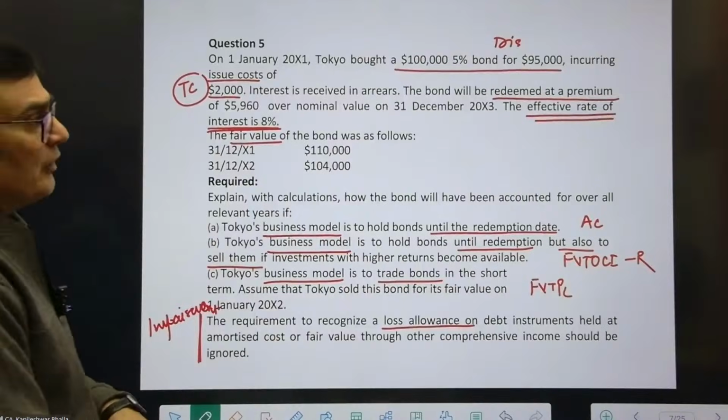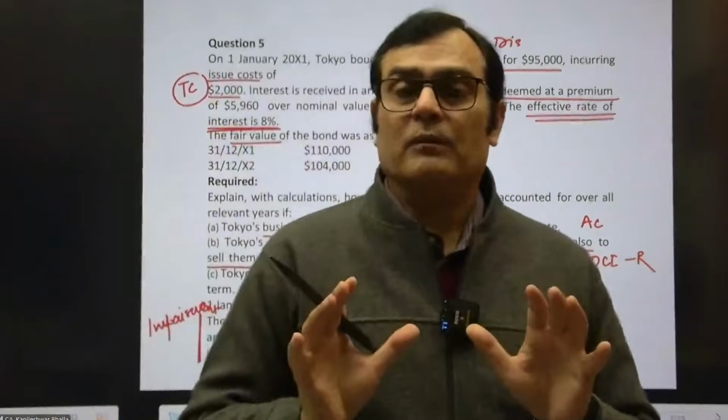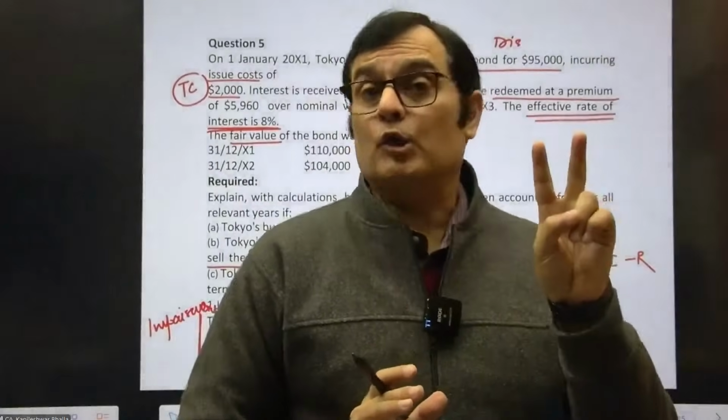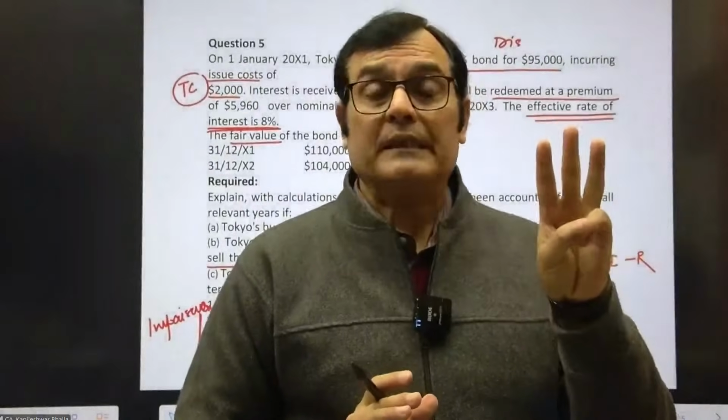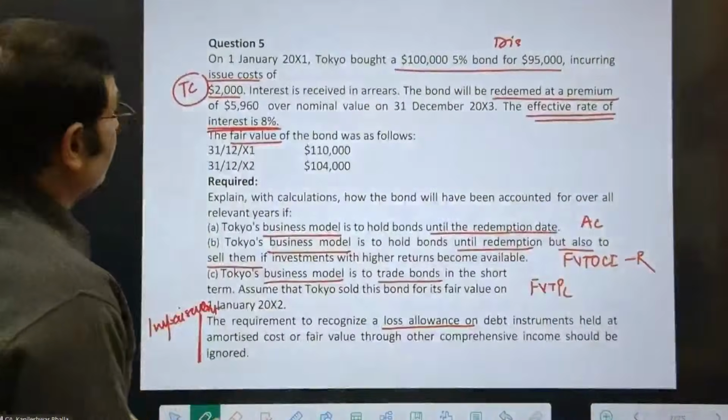Okay. So let's now do this question, and we're going to do this from three model perspectives. Number one, if it is amortized cost. Number two, it is OCI. And number three, it is a case of FVTPL. Okay, so let's do the solution.